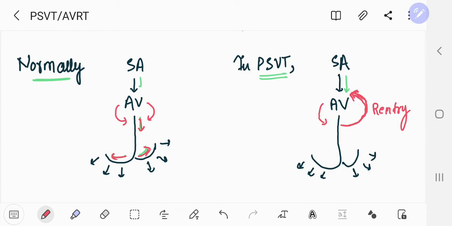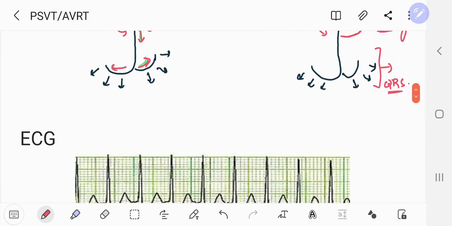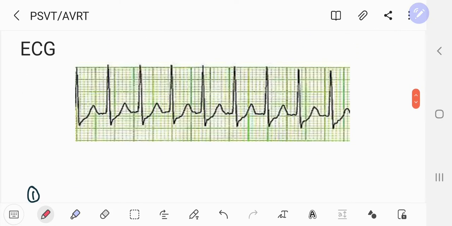So you can imagine how the ECG in this case will look. If there is less depolarization of the ventricles, then of course the QRS complex will be affected. The other affected features will be represented in the ECG. Now let's check the ECG for PSVT.